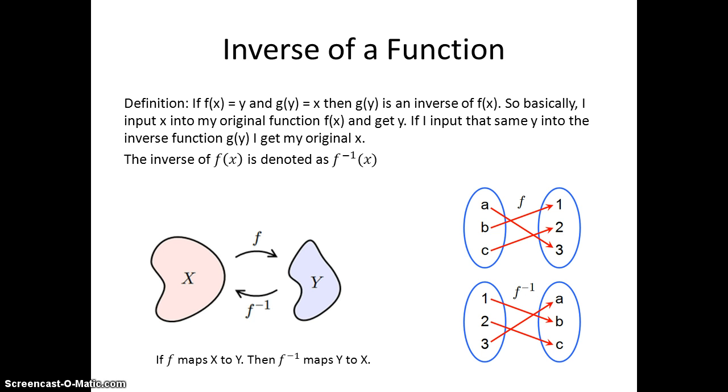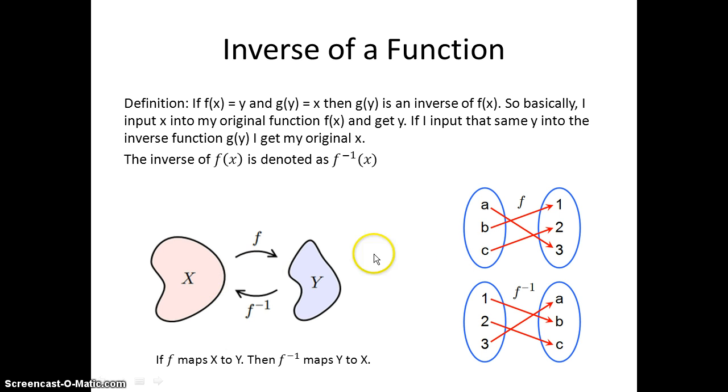So first, the definition of the inverse. If f of x equals y and g of y equals x, then g of y is the inverse of f of x. So in other words, if I input an x into f of x and I get y, then I put that same y into another function g of x and get the original x, then g of x is the inverse of f of x. The inverse of f of x is denoted as f inverse of x.